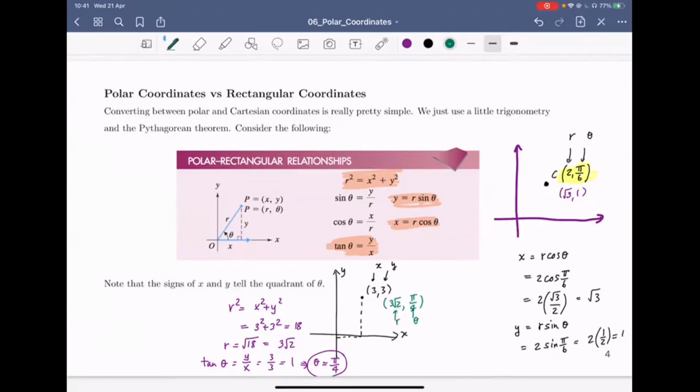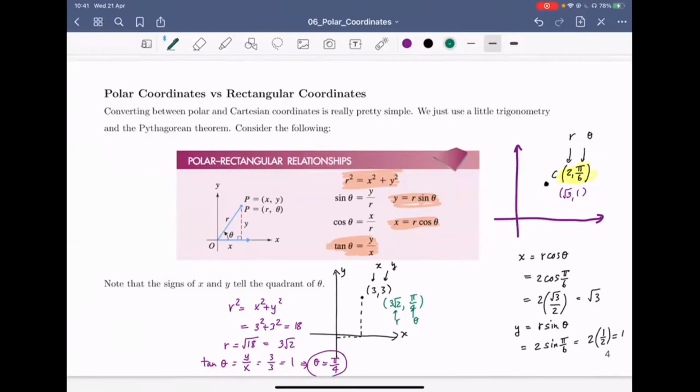So give me the answer in the chat. How comfortable are you with polar coordinates now? Out of 10, how comfortable are you with polar coordinates now? Give me the answer in the chat, please. Out of 10. Okay, good.